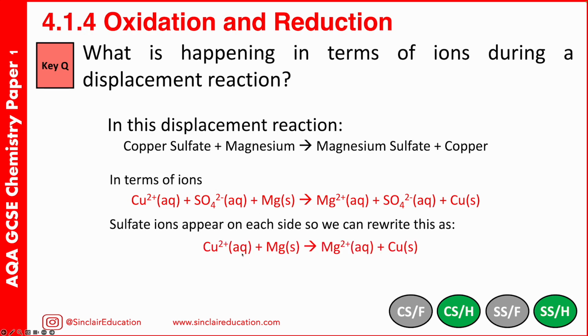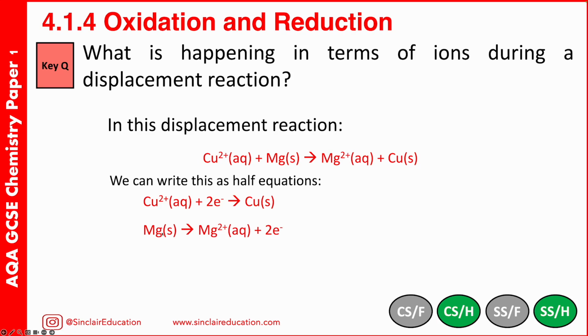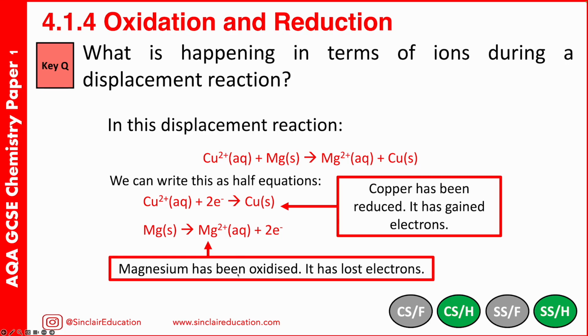Now if we focus on these two halves for higher, what's actually happened here is that the copper ions have gained 2 electrons, turning back into copper, while the magnesium has actually lost 2 electrons to form these magnesium ions. This copper has gained electrons, it's been reduced, while magnesium has lost electrons, so it's been oxidized. And this would be an example of a redox reaction with both reduction and oxidation occurring.